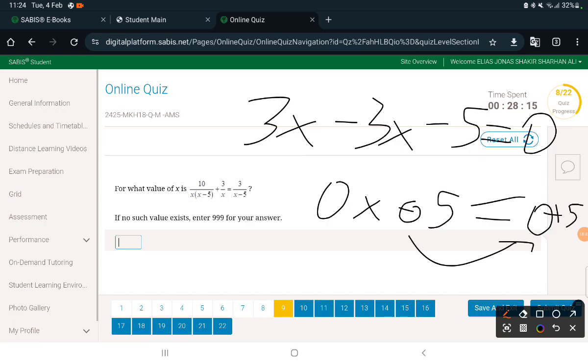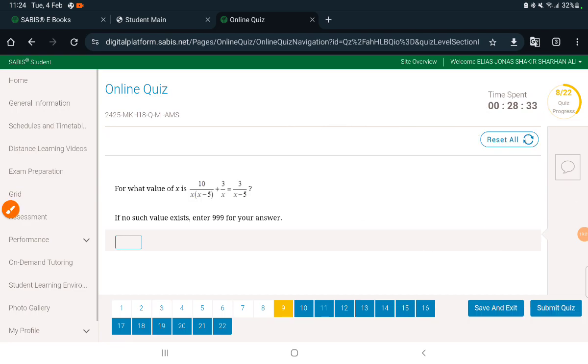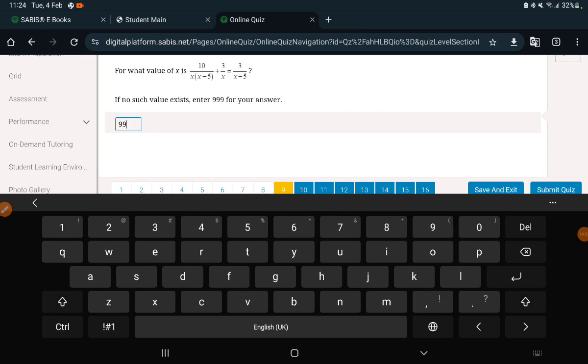When you have 0x, you can't divide by anything. You just have 0x is equal to 5. That's basically just nothing is equal to 5. So there's no such value. x has no value, so we can't do anything. So it's no solution, because there's no value.